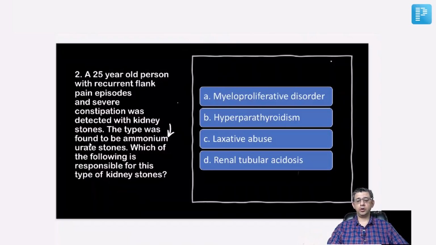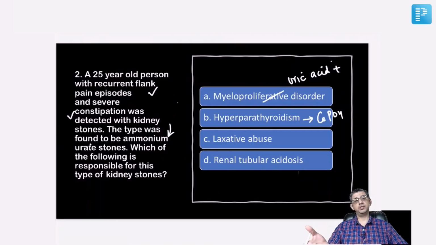You can easily rule out option A, myeloproliferative disorder, because this will contribute to development of uric acid stones, whereas in the question it is given ammonium urate. Option B says hyperparathyroidism. Now, hyperparathyroidism can have constipation, and it can also contribute to recurrent episodes of stones. But the problem why hyperparathyroidism is not the answer is because the type of stones formed there will be mainly calcium phosphate stones.